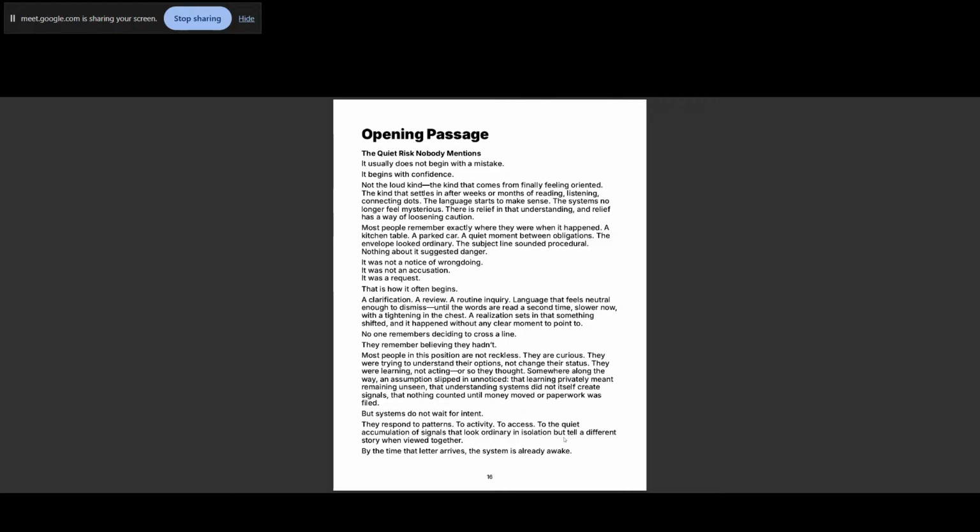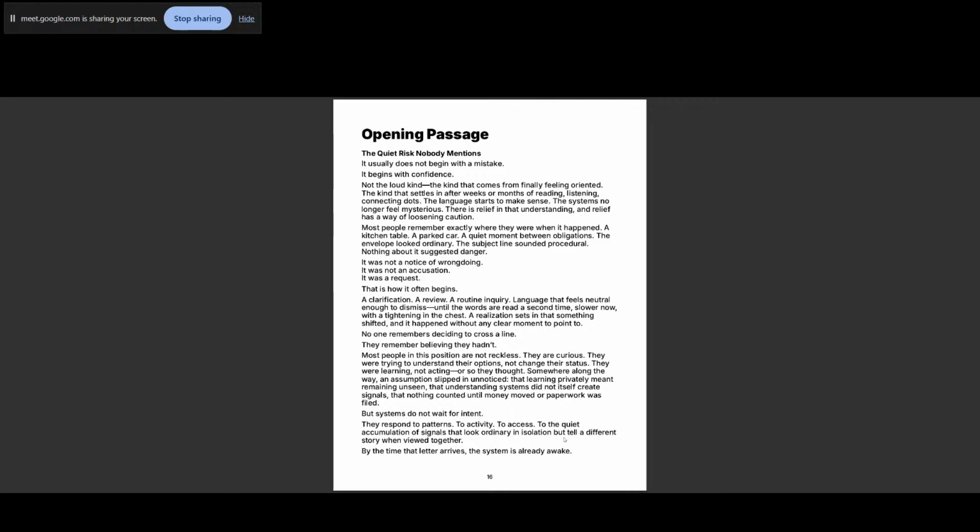Most people in this position are not reckless, they're curious. They're trying to understand their options, not change their status. They were learning, not acting. So they thought. Somewhere along the way, an assumption slipped in unnoticed. That learning privately meant remaining unseen. That understanding systems did not itself create signals. That nothing counted until money moved or paperwork was filed.